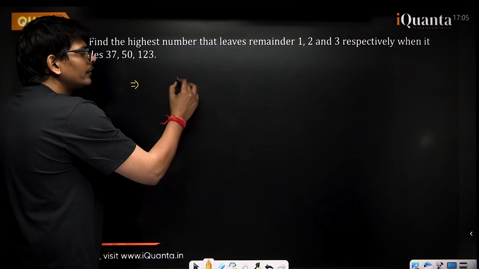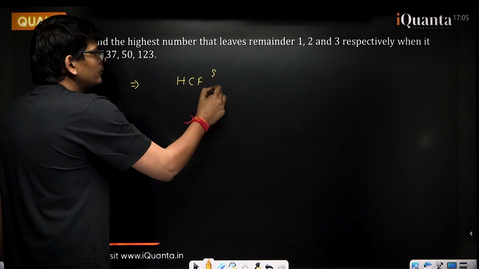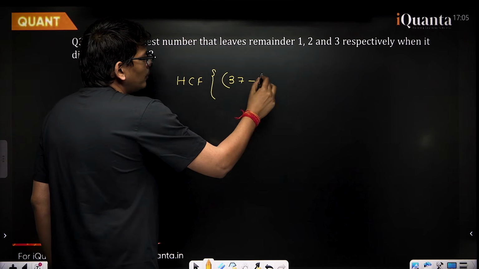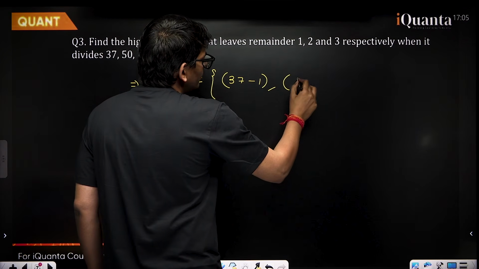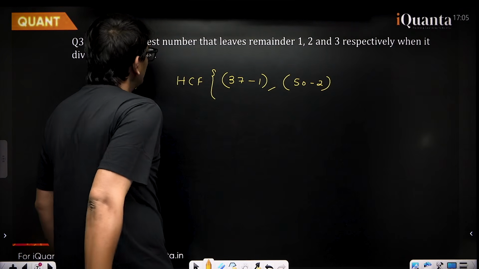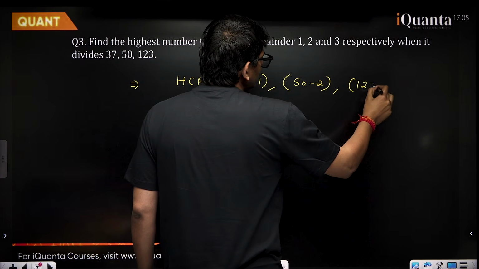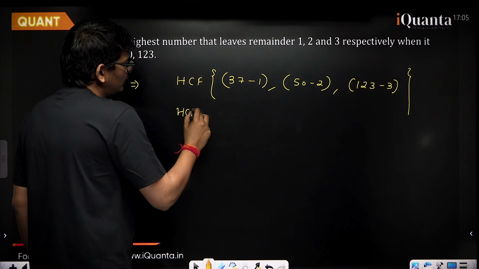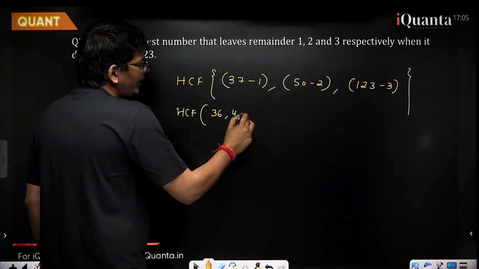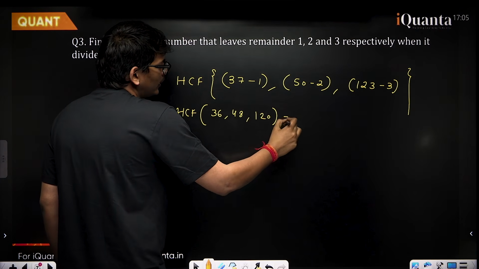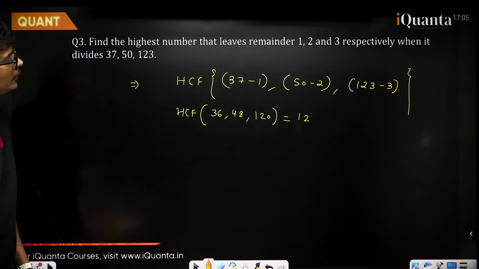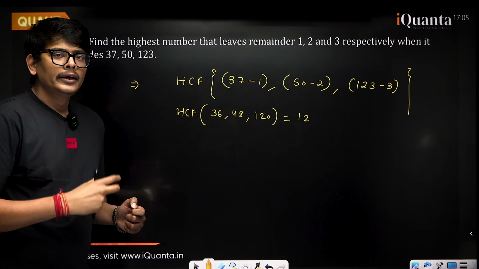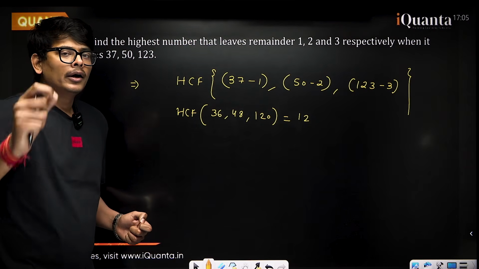So we are getting different remainders, but we do not need to get confused. With respect to 37, we are getting one remainder. So 37 minus 1, 50 minus 2, and 123 minus 3. So HCF of 36, 48 and 120. Answer is again 12. So I have intentionally taken these 3 numbers to make you understand the application of definition based problems related to HCF.